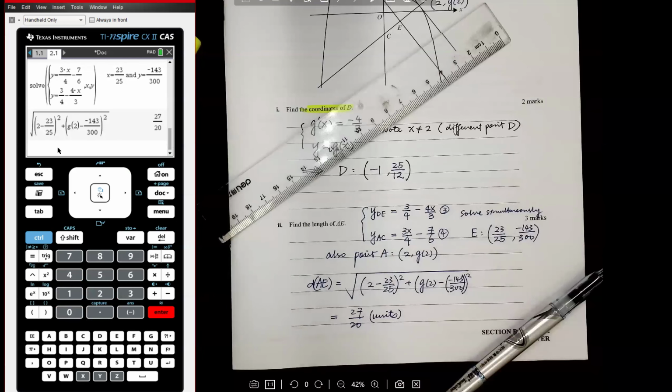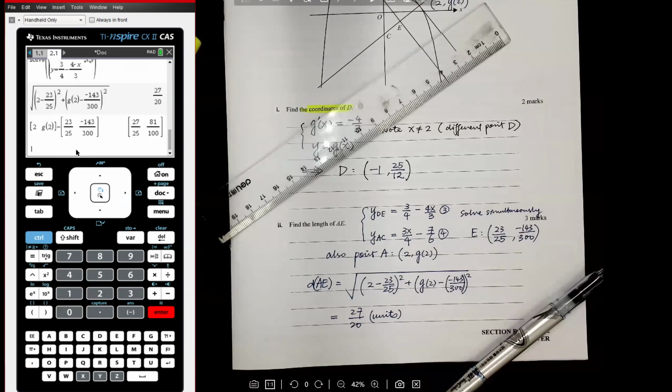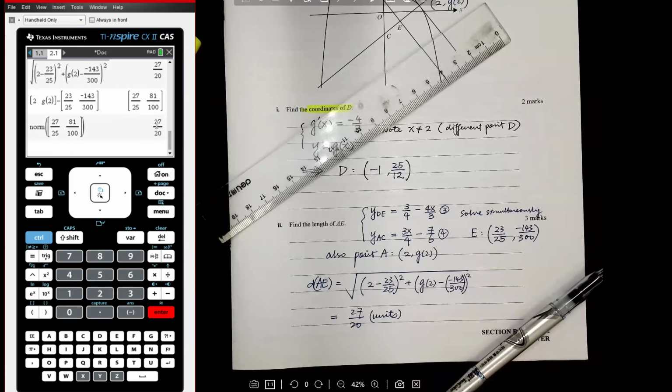Alternatively, another shortcut, if you take specialist math, you might want to use a square bracket, 2 comma g of 2, subtracting another square bracket, like a matrix, 23 over 25, comma, minus 143 divided by 300. And then you use the command norm of the difference between 2 points. That will also give you 27 over 20. So that is the end of this question.